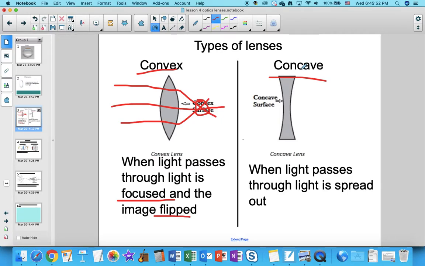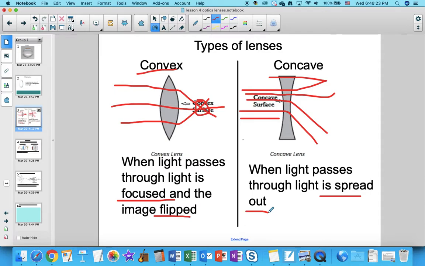Concave lenses do the opposite. And remember, I like to think of concave as cave in, like it bends in, while convex sounds like flex, and it looks like a muscle flexing. A concave lens scatters light, so as light moves through it, it'll move out like this. Well, they wouldn't cross over, but they'll scatter light outwards. So they spread light out.